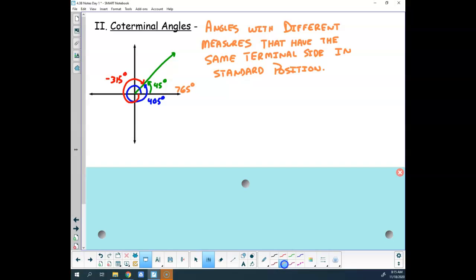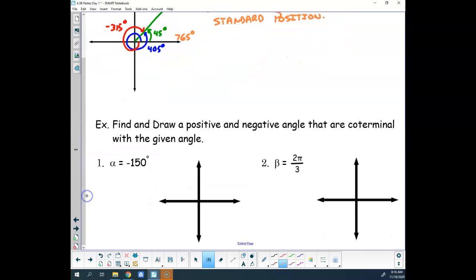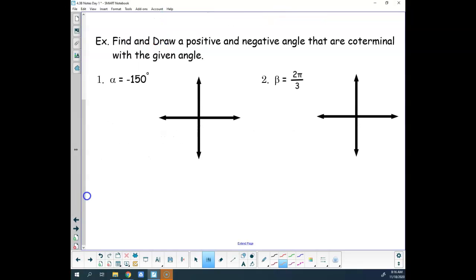Yep, exactly. If we were dealing in radians, it would be 2 pi more or 2 pi less. It's that whole plus or minus 2 pi, plus or minus 4 pi, everything stays the same kind of deal. So that's a coterminal angle. What I would like you to do now is find and draw a positive and negative angle that are coterminal with the given angle. Before we do that, let's actually set where these original angles are.